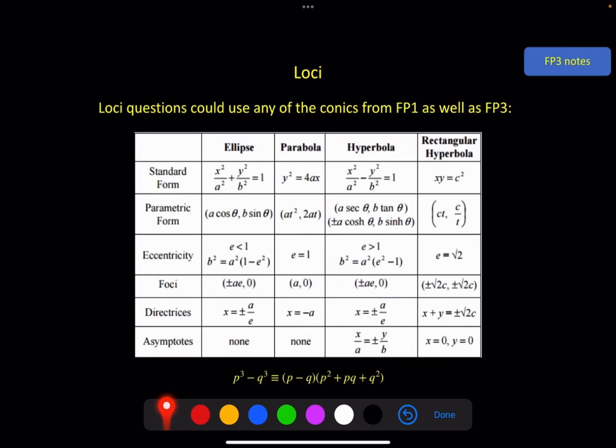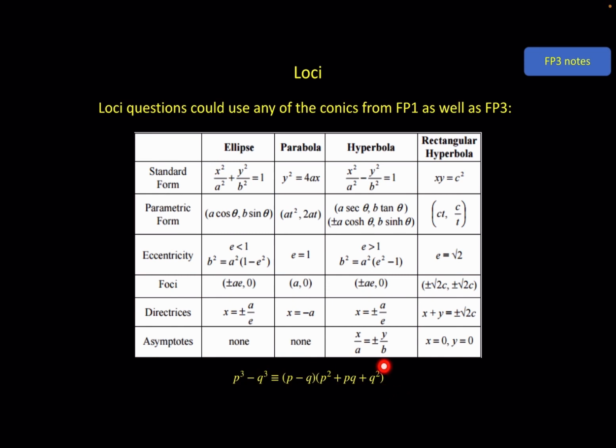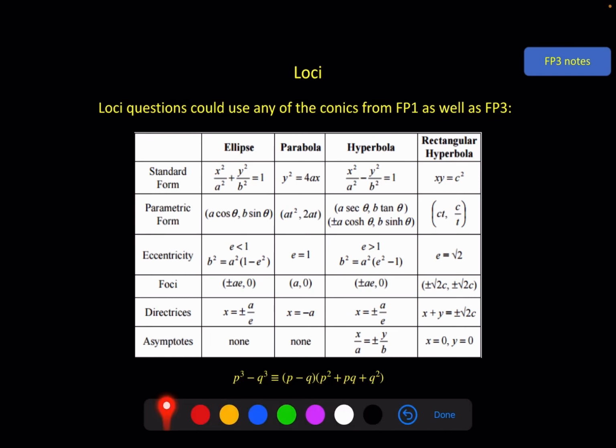So a summary of the information again on the screen here, just noting that you could be asked questions from FP1 like we were just there. We had a question about a parabola. Just because it was an FP1, not FP3, doesn't mean it can't come up in the FP3 exam. And also, just a little note of this one here that was probably new to you, that this is a useful identity to have seen for solving questions like this.